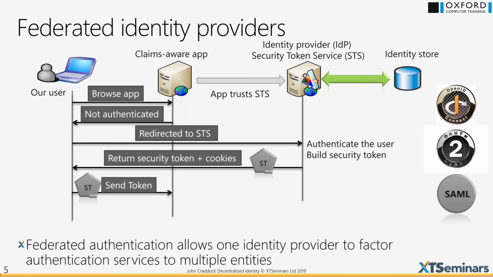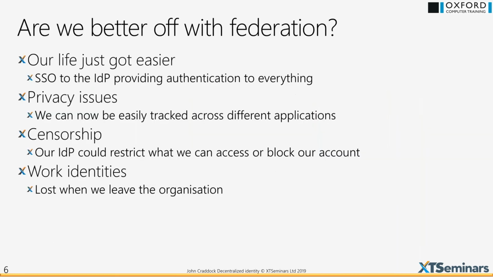Once we've validated the token, we can render the page back from our claims aware application, and our user is signed in. And no identity store is sitting on the claims aware app. We're trusting our identity to the security token service. So are we better off with federation?